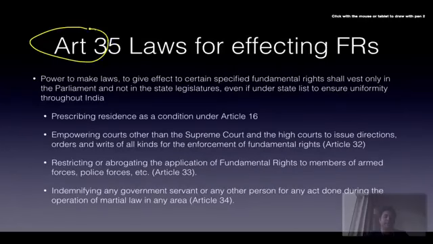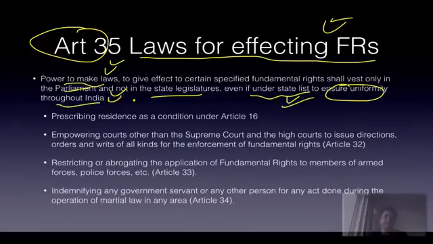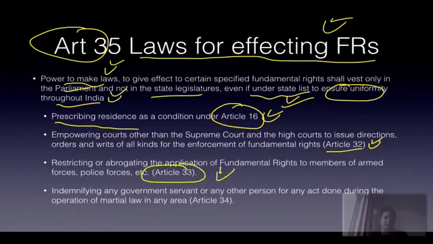Then we have Article 35, that is, laws for giving effect to fundamental rights. Only Parliament can make laws. The power to make laws to give effect to fundamental rights is only in Parliament, not in the state legislature, even if it comes under the state list, to ensure a uniform standard throughout India. So like in Article 16, for employment purposes, residence can be prescribed as a condition for discrimination only by Parliament. Under Article 32, any other court can also be asked to give writs apart from the Supreme Court and High Court if Parliament wants. Then under Article 33, obviously I have told, and under Article 34 also, only Parliament can make laws.